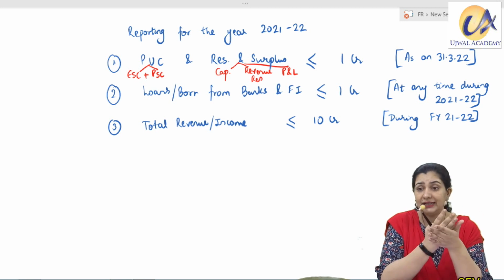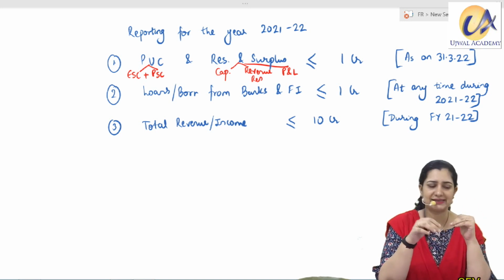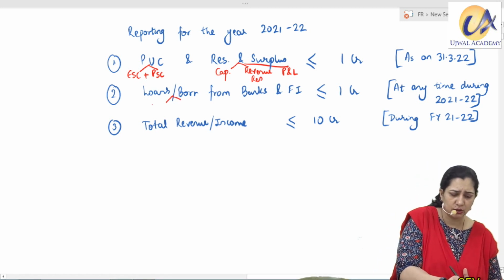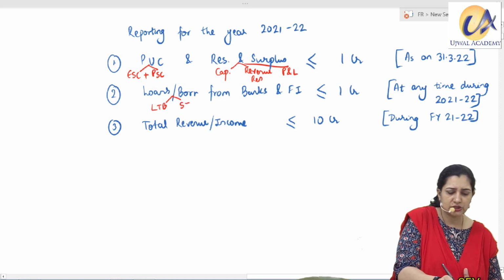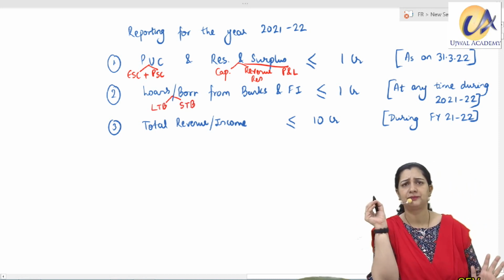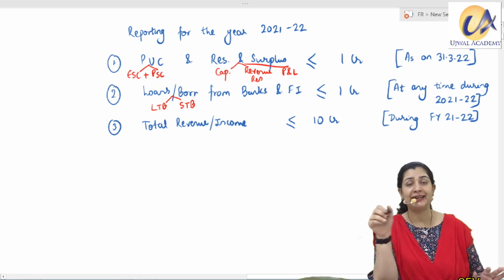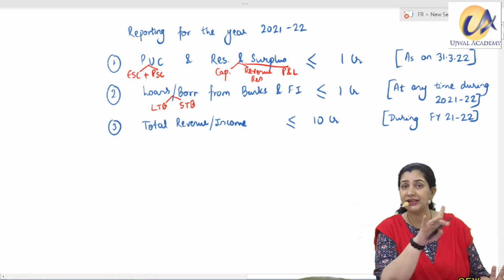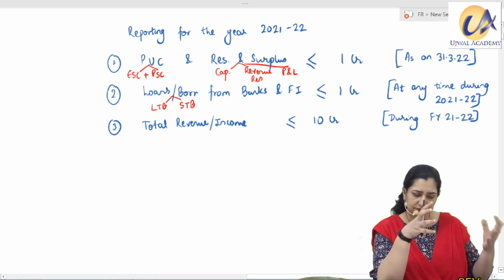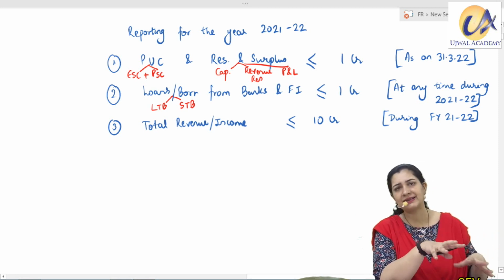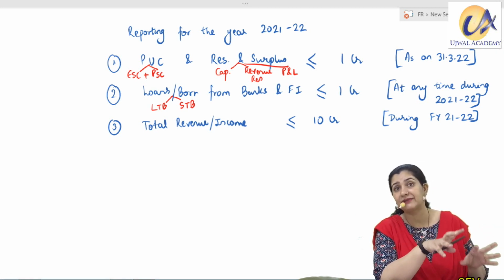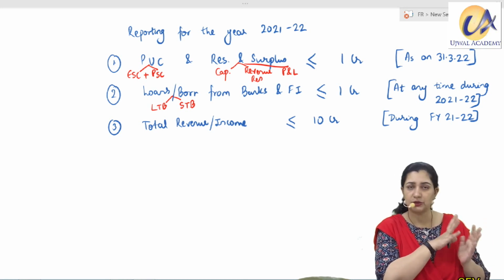Then comes loans from banks and FIs. When I say loans, it includes long-term borrowings and even short-term borrowings. All loans. Overdraft, cash credit, everything is counted. No exemptions. When I say banks and financial institutions, it includes NBFCs also. This is what you have to remember.